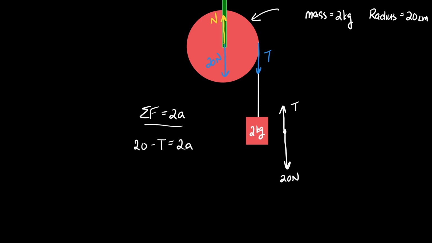Did the pulley go anywhere? So the net force on the pulley is 0. Quite literally, N minus 20 minus T equals 0. I don't know that we need this. We weren't asked questions about where the pulley went.